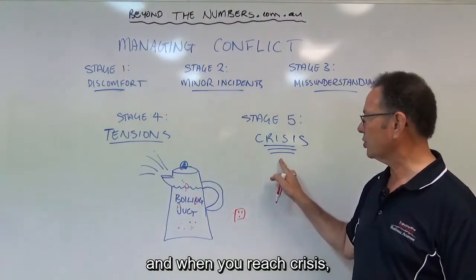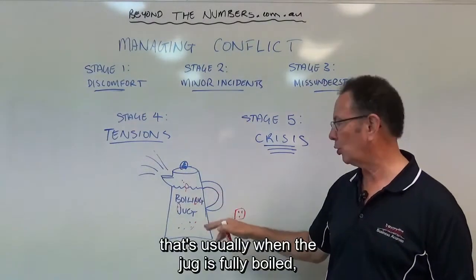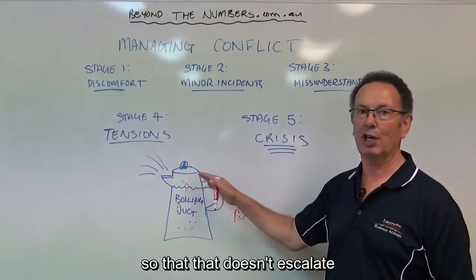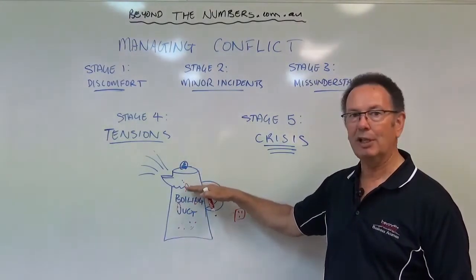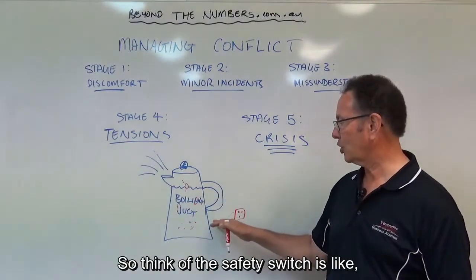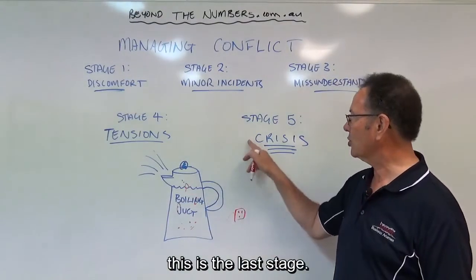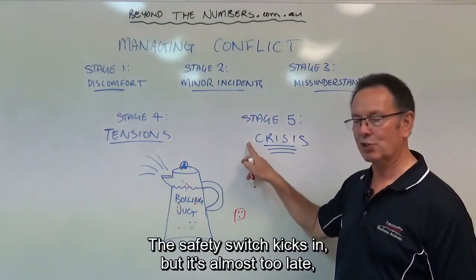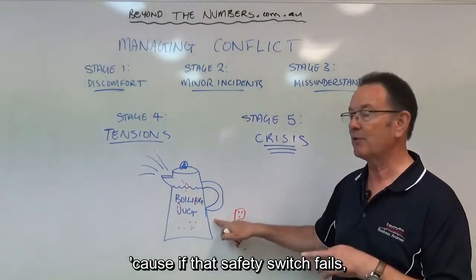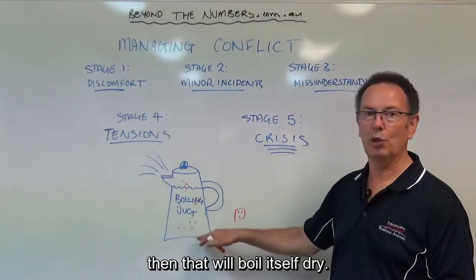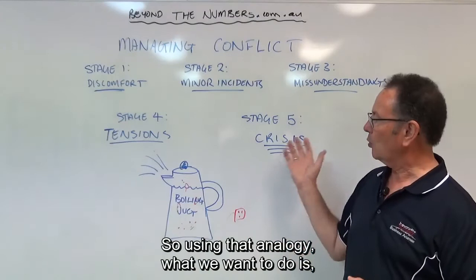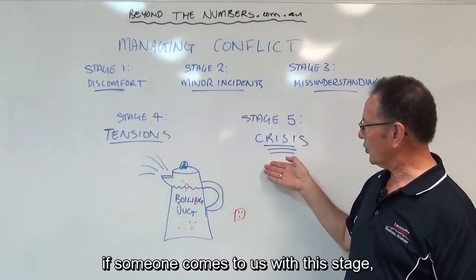And when you reach crisis, that's usually when the jug is fully boiled, and if it has an automatic cut-off, it cuts off so that it doesn't escalate and end up boiling itself dry. So this is a safety switch. Think of the safety switch as the last stage. The safety switch kicks in, but it's almost too late, because if that safety switch fails, then the jug will boil itself dry.